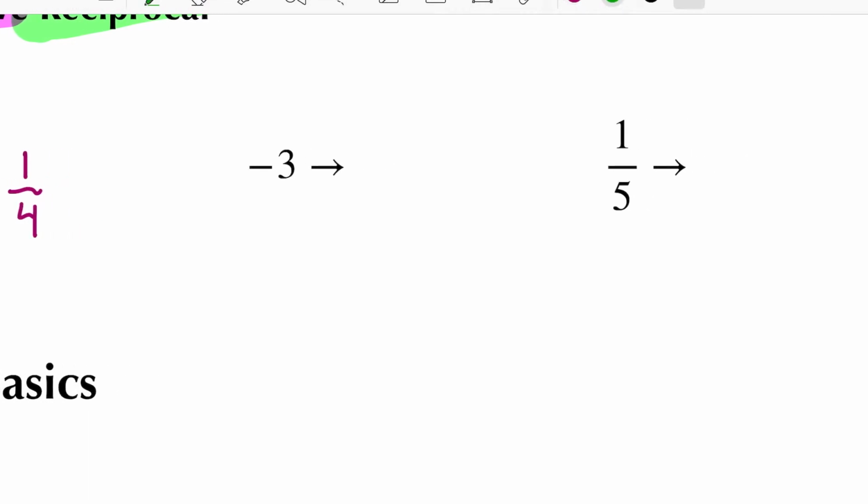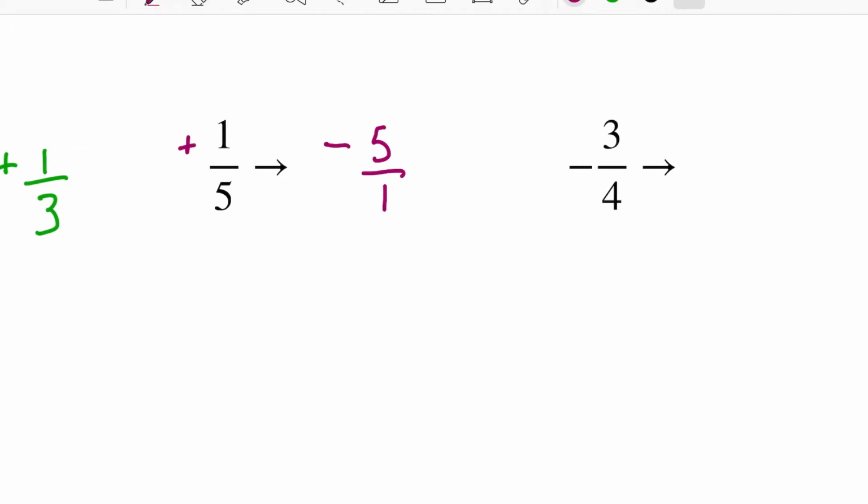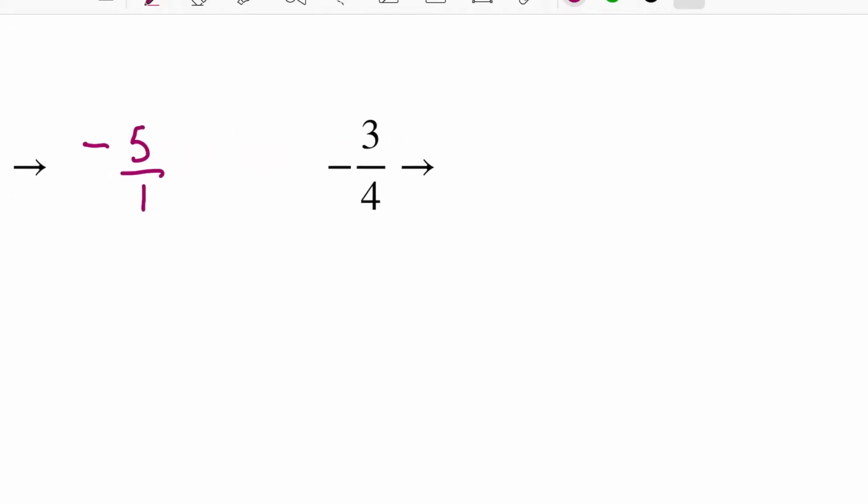Negative 3. What's the negative reciprocal of negative 3? Well, negative 3 is negative, so its negative reciprocal is going to be positive. You swap signs. And we need to write this as a fraction. So our negative reciprocal is going to be plus 1 over 3. Let's look at the next one. 1 over 5. This is a positive 1 over 5. So our negative reciprocal is just going to be negative 5 over 1. Right? We swap the fraction around. Negative 3 over 4, our negative reciprocal is going to be a positive. And we swap our fraction around to get positive 4 over 3. That's negative reciprocal.